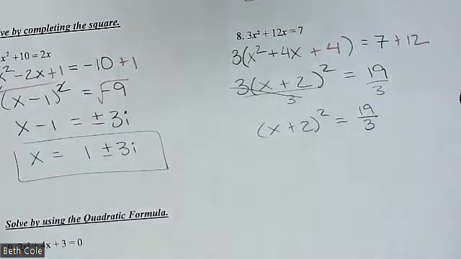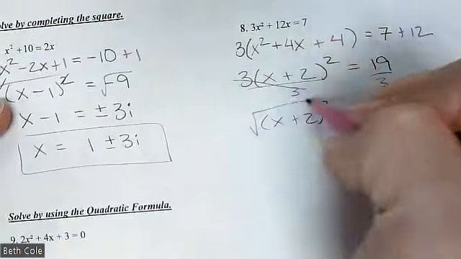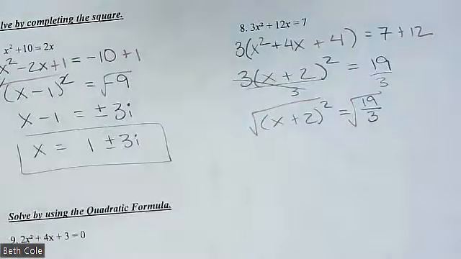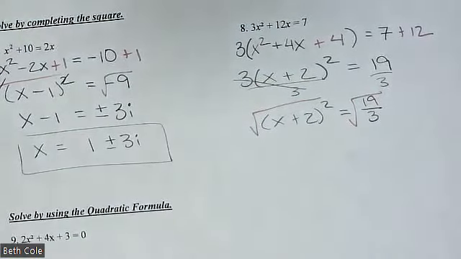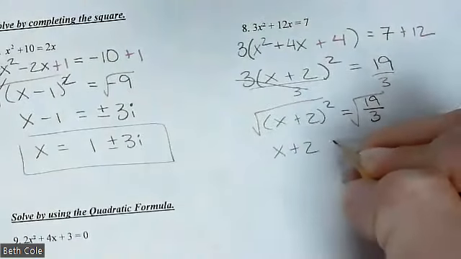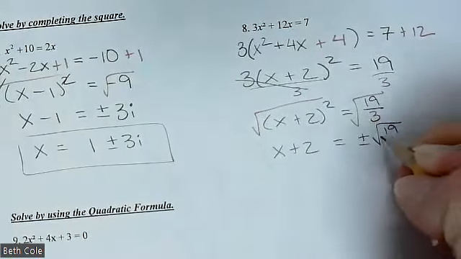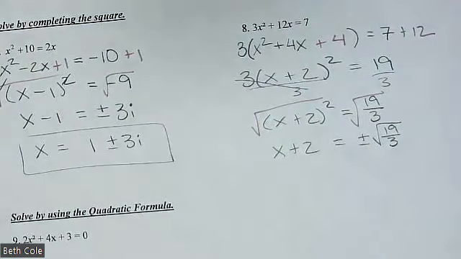Then what? Square root. So we're going to need a plus and minus. Oh, and hey guys, without a calculator, what's the square root of 19 thirds? Square root of 19 thirds. Just put a plus and minus in front of it and that's it. You can't do anything because you don't have a calculator.